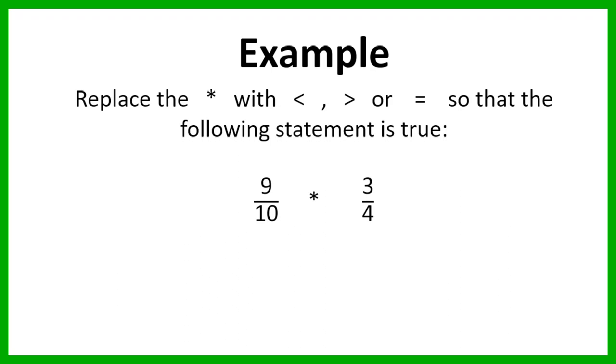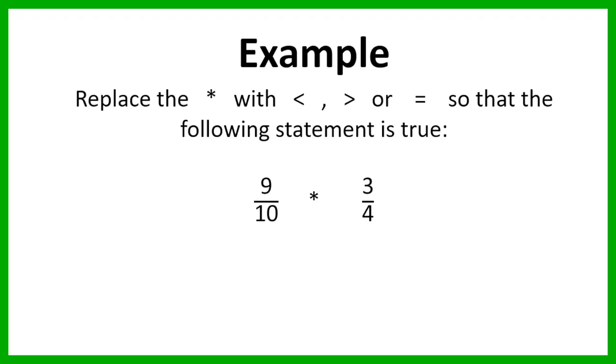Because if you look at it, I can't make the LCD 10 because 4 doesn't go into 10. I also can't make the LCD 4 because 10 doesn't go into 4 either. Okay, so I need to find a different LCD. I need to find something, the smallest number, that both of these can divide into evenly without any remainders. And in this case, that is the number 20. So our LCD over here is going to be 20.